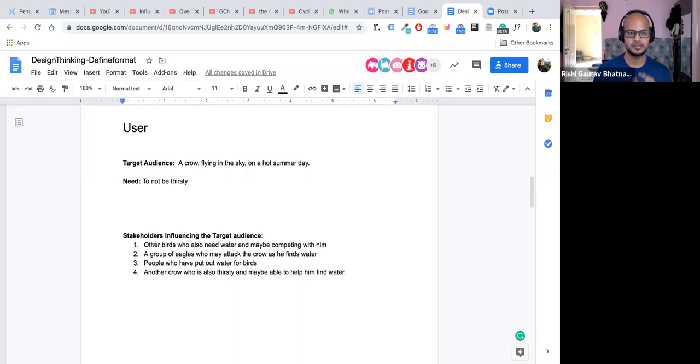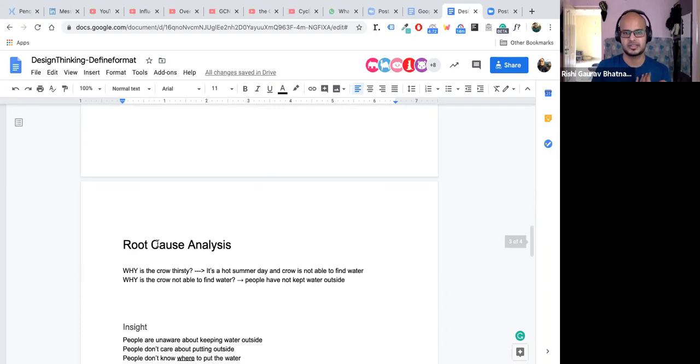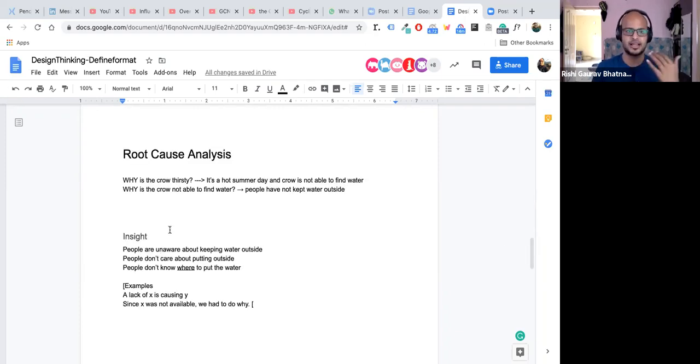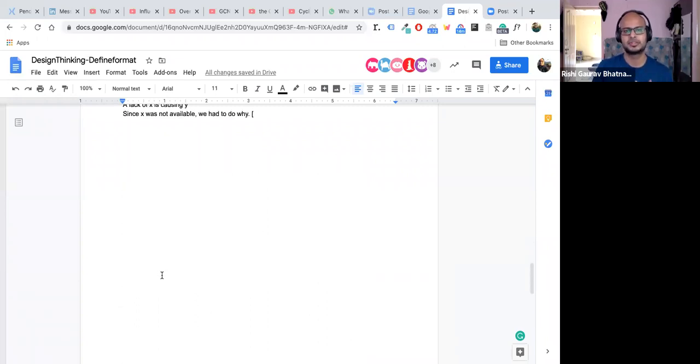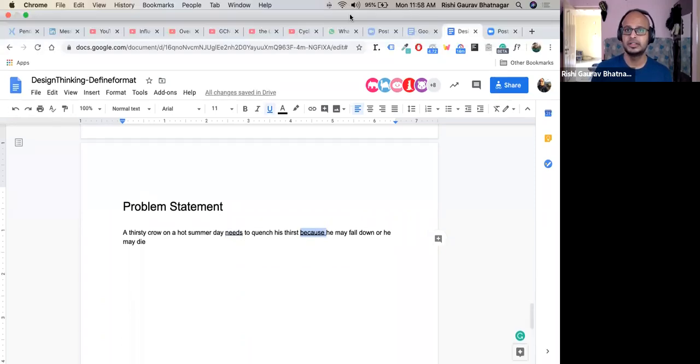It could be various other stakeholders which you may not even have considered. We do a quick root cause analysis. We ask a lot of whys. We sort of come out with an insight from there that okay, because people didn't know where to put water, so we are going to do this. So that could be an insight that, for instance, comes out of there. And then eventually we define our problem statement, saying on a hot summer day, a user needs... because. Again, like I said, this is a very bad example.